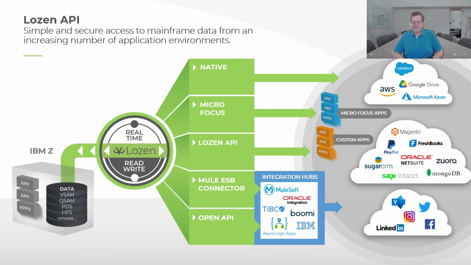So it makes it really drop dead simple for customers in the Mule environment to take advantage of Lozen this way. And it extends those environments to include things like mainframe VSAM, QSAM, PDSs, and so forth as really first-class objects in their architecture. All of that mainframe data behaves just like any other data would behave inside of Mule.